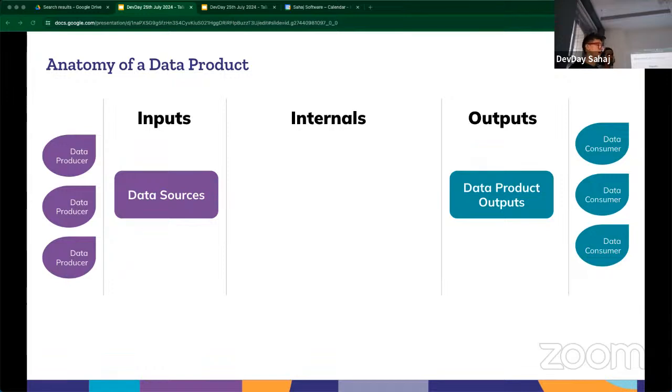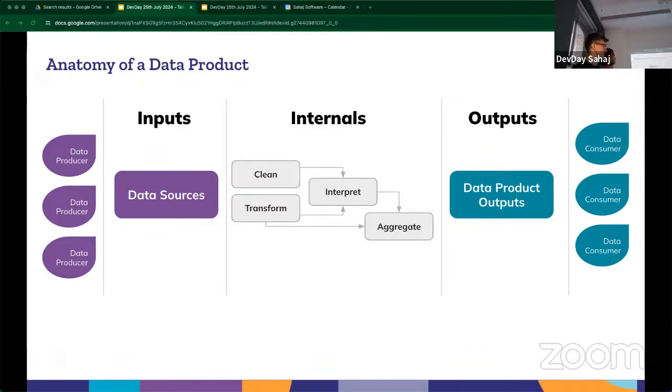It can be a set of tables in a data warehouse. It can be an event stream if you work with that kind of level of data. It can be a dashboard. It can be a report. It can be anything at all. This is your product that you put in the hands of your consumers.